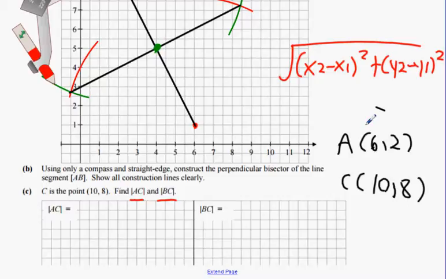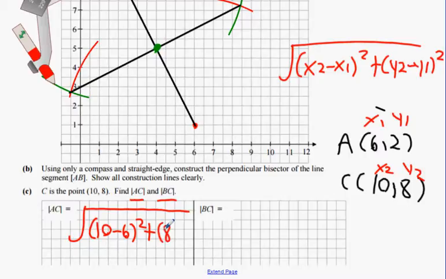Okay, label them. Call that one x1, y1 and call the other one x2, y2. Put it into the calculator. What did we get? 10 minus 6 squared plus, anybody? And then when you put them together you should get 4 squared plus 6 squared, which is 16 plus 36.